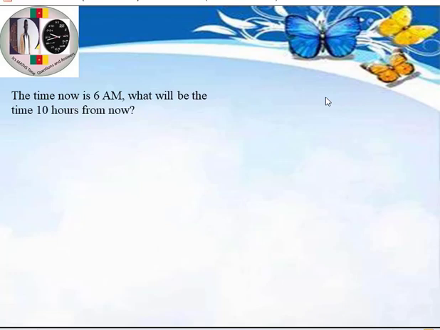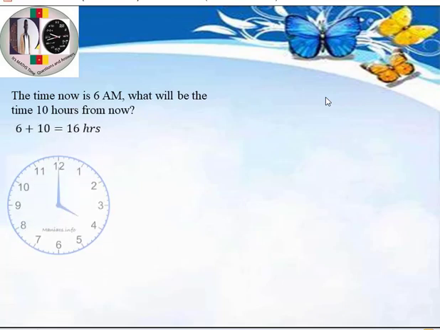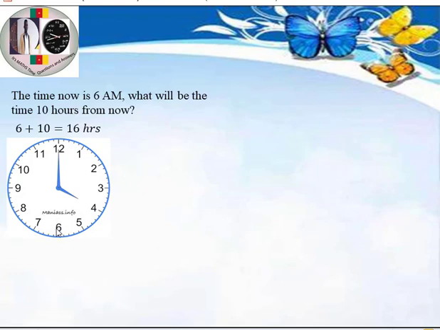So it's more logical to just put up your clock there, and then you say that we are at 6 a.m. here, and we count 10 hours from there. So 1, 2, 3, 4, 5, 6, 7, 8, 9, 10 hours, which will give us 4 o'clock. But how actually did we get 4 o'clock? Somebody else might say that we are at 6 a.m., we add 10 hours, it will give us 16 hours, which is very correct.